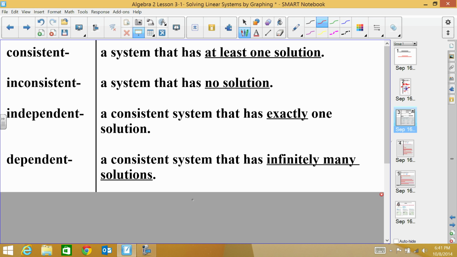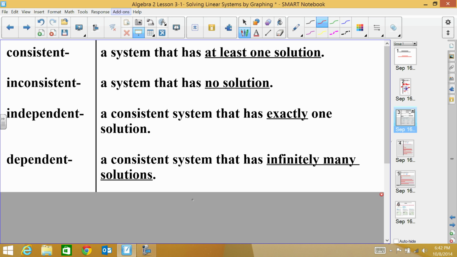Okay, so consistent is a system that has at least one solution. So the previous example that we had, it had a solution of 3, negative 4. So it would be a consistent system. Okay, now if it's inconsistent, that means that it has no solution. So let's think about what that means. Okay, the solution of a system is the point where the graphs intersect. So how would it be possible for them to have no solution?